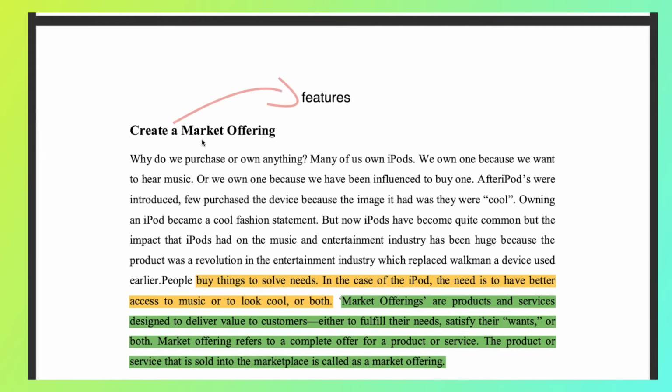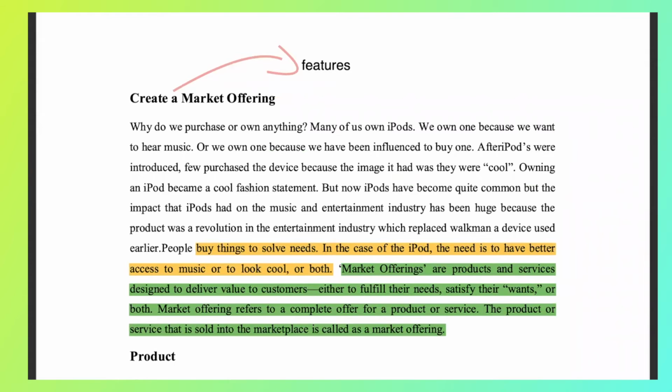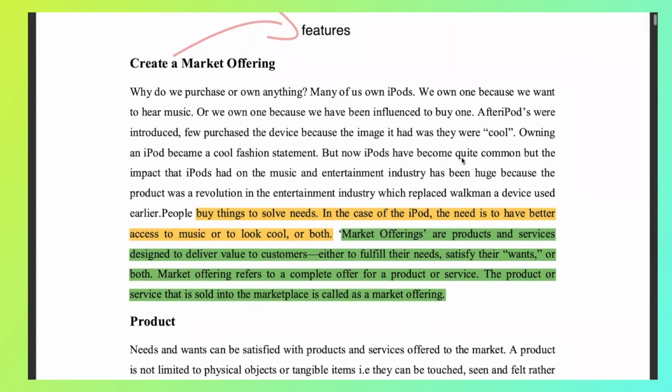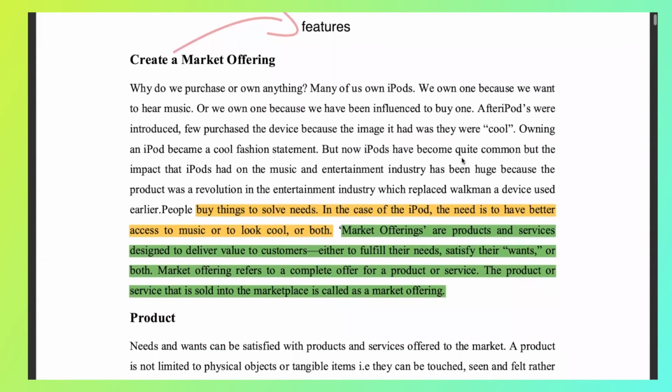What we have next is called creating a market offering. Again, this is very easy. Why do we purchase or own anything? It basically asks us why we buy anything or why we own anything. This is an old example because this material is very old. Throughout the book it uses old examples.